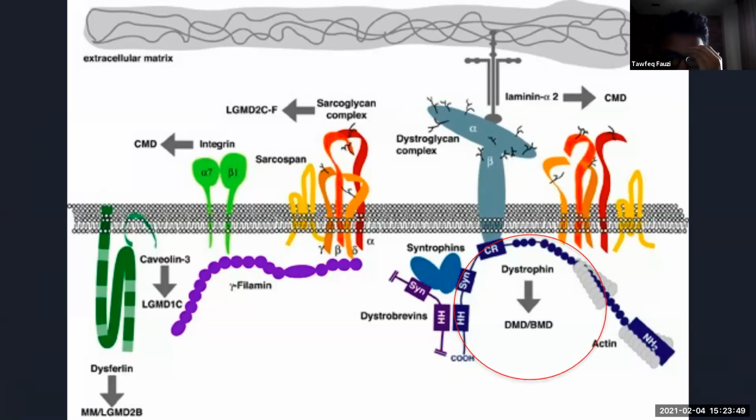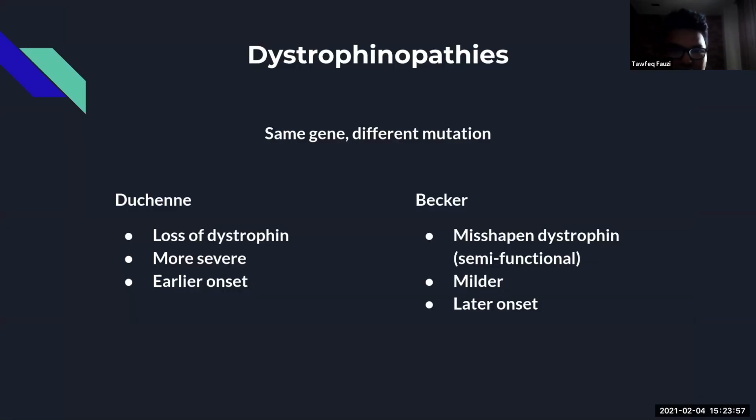Dystrophin is affected in Duchenne and Becker muscular dystrophy, and these two diseases are known as dystrophinopathies. They affect the same gene, but cause different mutations. So the features are similar, but they have different onsets and the severity is also different. The mutation in Duchenne causes loss of dystrophin, and in Becker, it causes misshapen dystrophin, but it is still semi-functional. So you would have milder features of the disease and later onset.